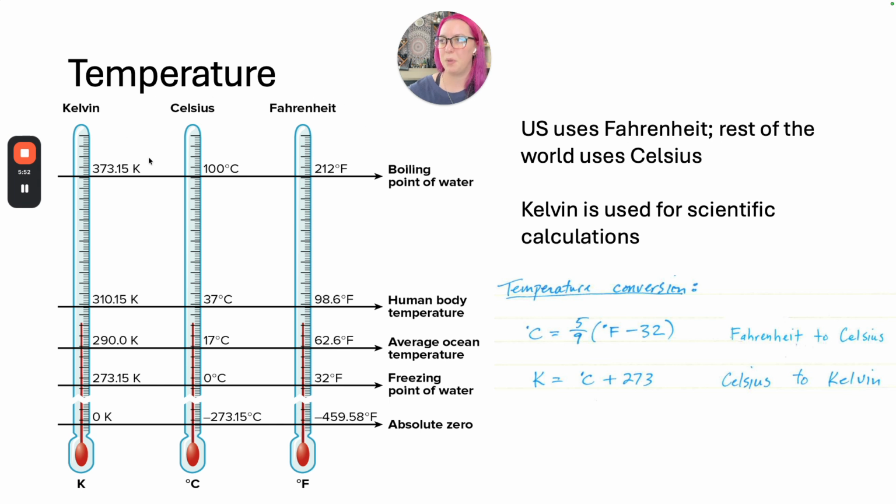We're mainly going to be working in Celsius and Fahrenheit. So don't worry too much about Kelvin, just know that it is simply a unit that we use in science. Unless you're like an earth science major or environmental science major, then you'll probably utilize Kelvin in your practice.